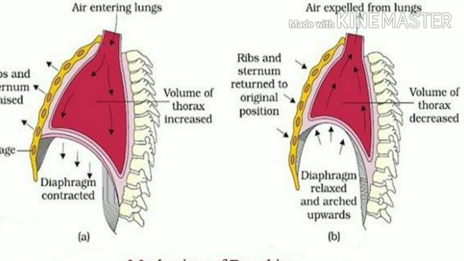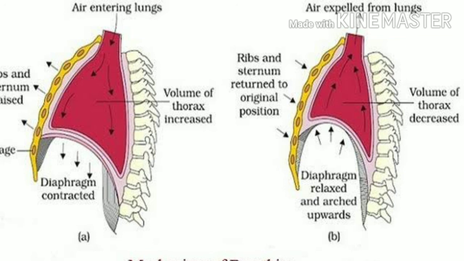Look at this picture here, very clearly given, the comparison of inspiration and expiration. Here the first diagram, A diagram, is inspiration. Here the diaphragm muscles or phrenic muscles contract. At the same time, the intercostal muscles contract, that results in increasing the volume of the thoracic cavity. See that the air enters into the lungs.